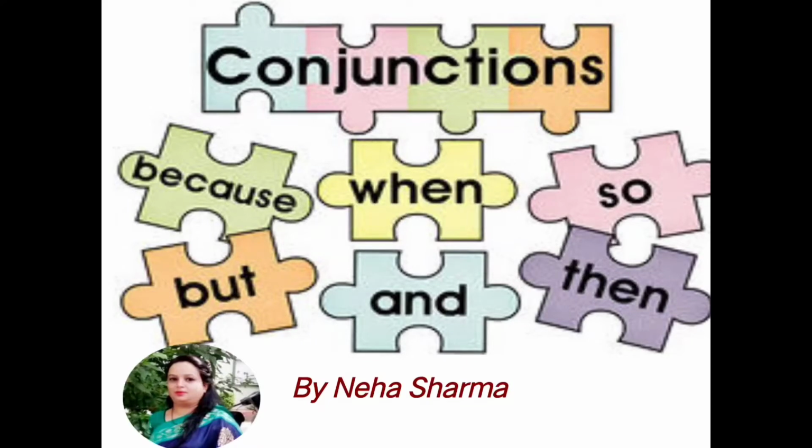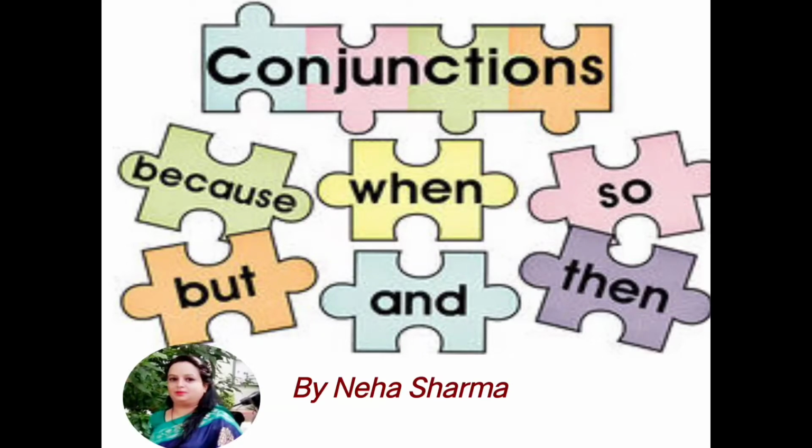Here on your screen you can see some words. The first word written here is because. The second word is when. Third is so, but, and, then. Suppose I am speaking a sentence: This school is very good and all the teachers are excellent. So here, in a way, I have two sentences. This school is very good was the first sentence, and the second was the teachers are excellent.